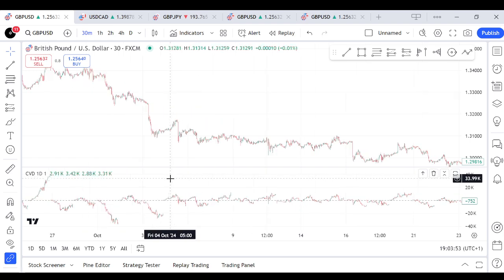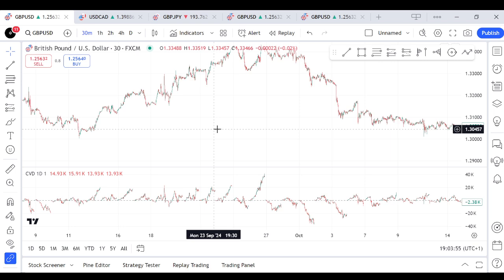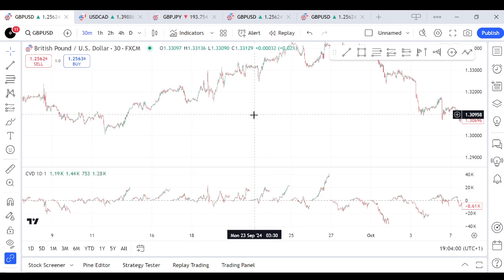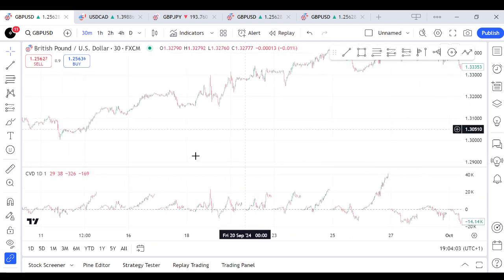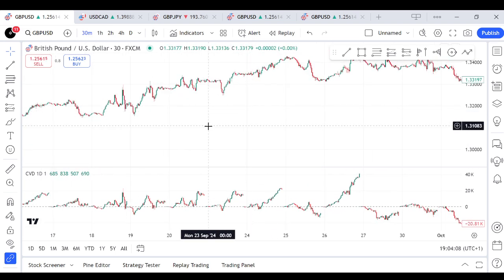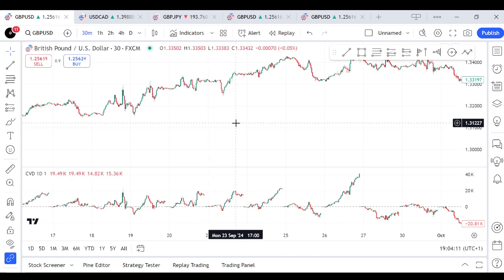So this is the CVD. You can see it on the chart. It's already on the chart. The CVD has a separate window, and the time frame selected for this analysis is the daily time frame. A positive CVD indicates that buying pressure is greater than selling pressure, and this suggests that buyers are more aggressive and may lead to upward price movements. Conversely, a negative CVD shows that selling pressure exceeds buying pressure, indicating that sellers are dominating the market, and this can often precede downward movements.